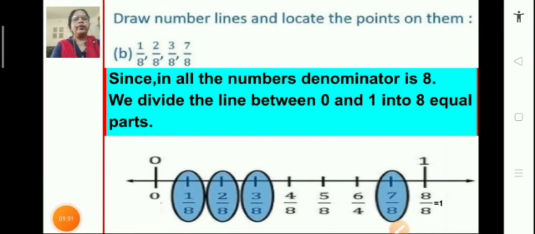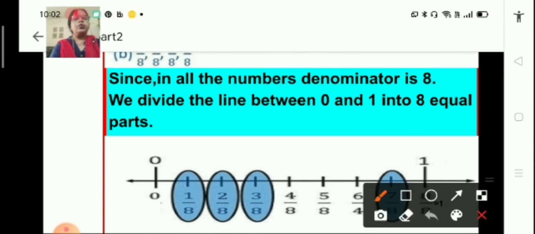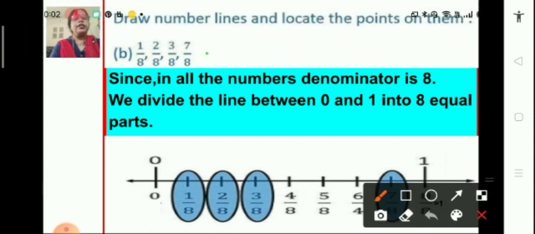Draw number lines and locate the points on them. So we have to locate these points on the number line. So what are they? 1 upon 8, 2 upon 8, 3 upon 8, 7 upon 8. Here all the fractions have 8 as the denominator. So we will divide the gap between 0 and 1 into 8 equal parts, isn't it?